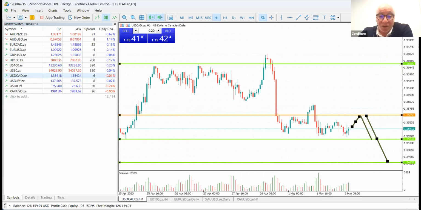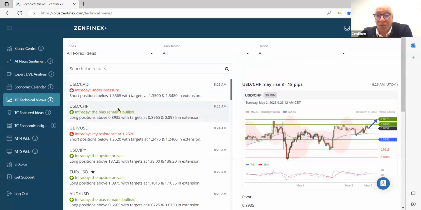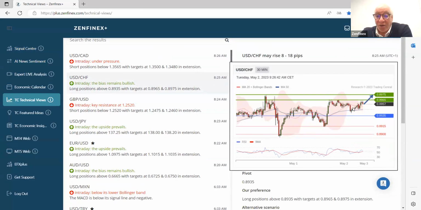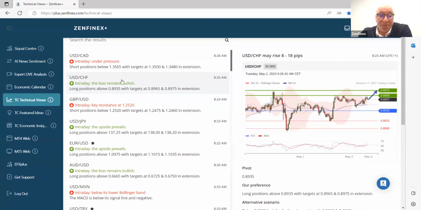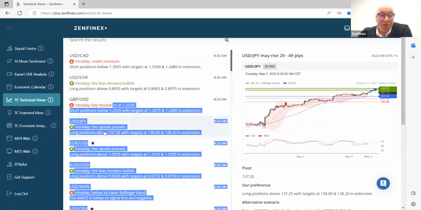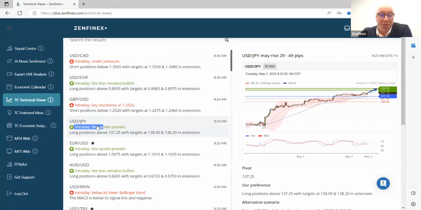So just going back to the Plus Zenfinex tools, you'll see that there are plenty of trading opportunities. If I just click on USD Swiss franc, this was at 9:26 on Tuesday. That's CET time rather than GMT. So you've got to do a bit of calculation on the time. And they're looking for a breakout above here. And the cool thing about this tool is that you can try to find one instrument that suits your trading style. Bear with me for a second.